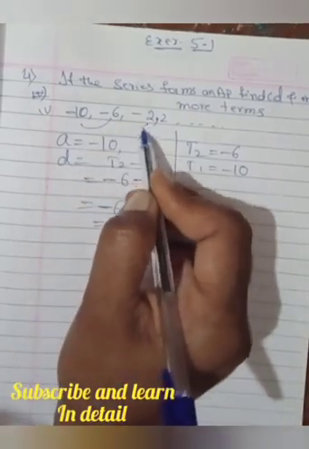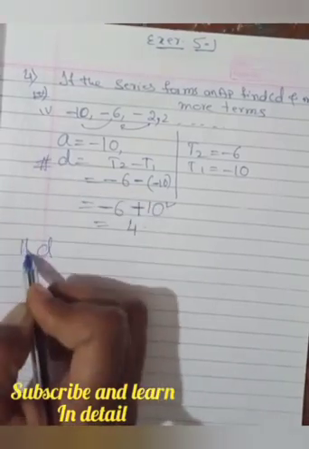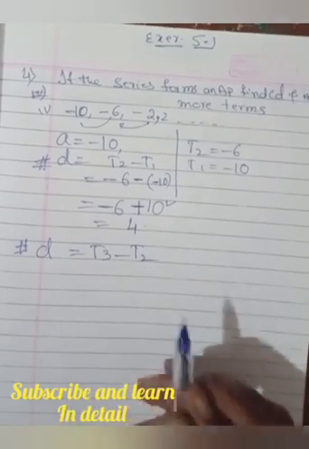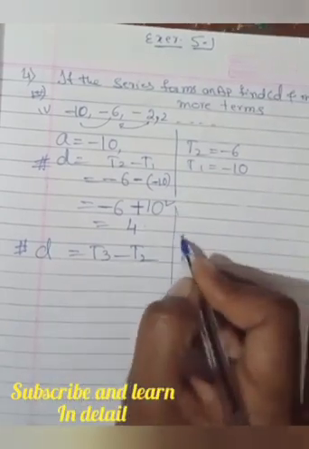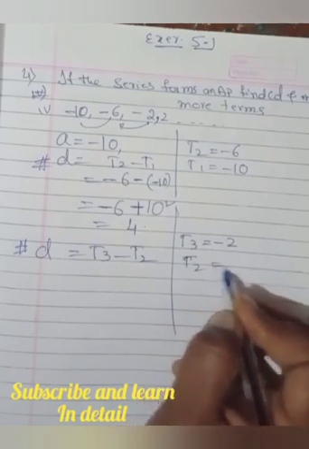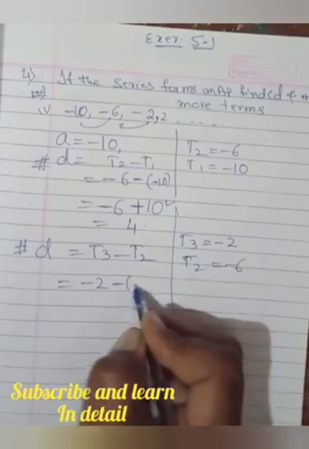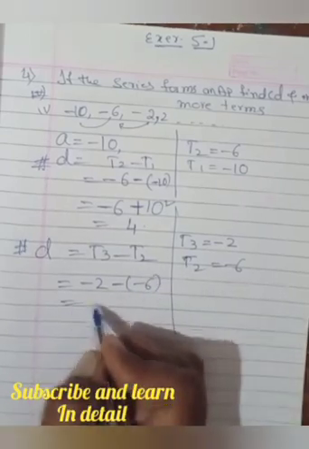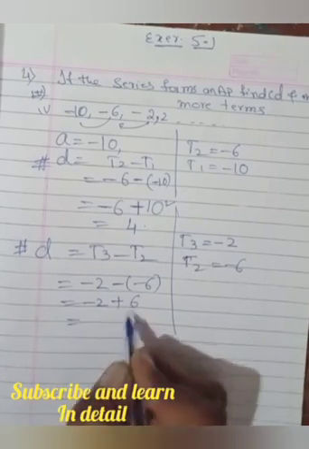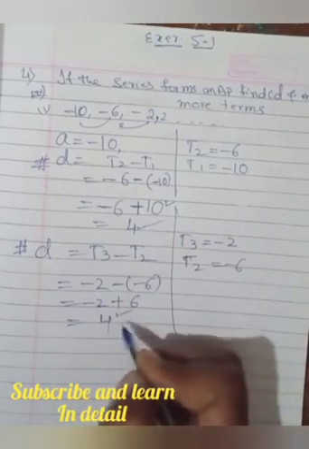Now we'll go with the difference for the next pair. The second difference we are calculating between the third term and the second term. The third term is minus 2 and the second term is minus 6. Now minus 2 minus of minus 6, then minus 2 plus 6. Yes, 6 minus 2 gives you 4. Very simple. Both the differences are the same.